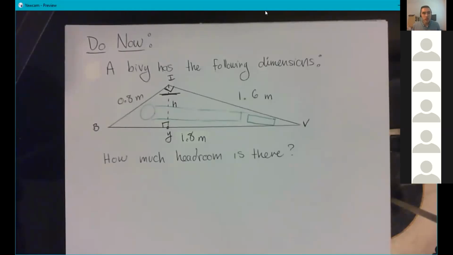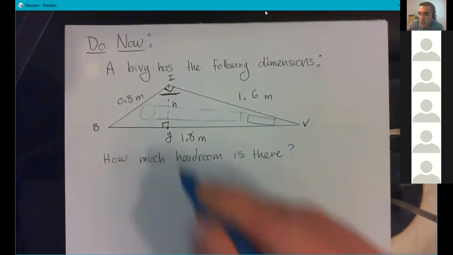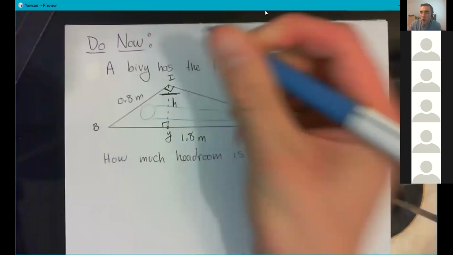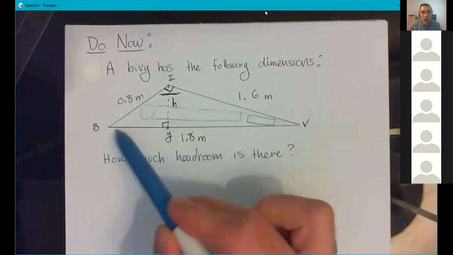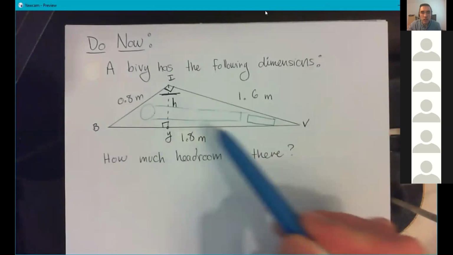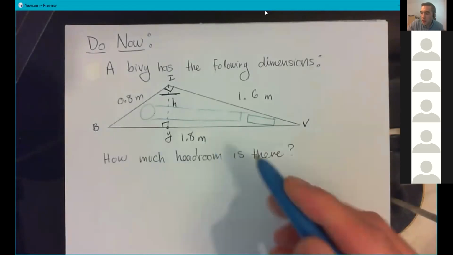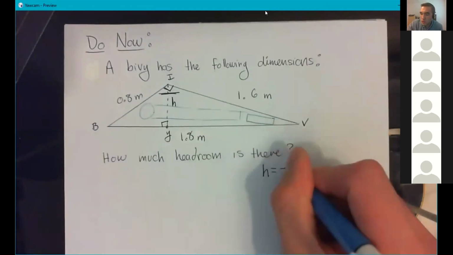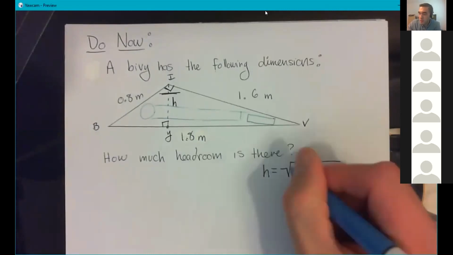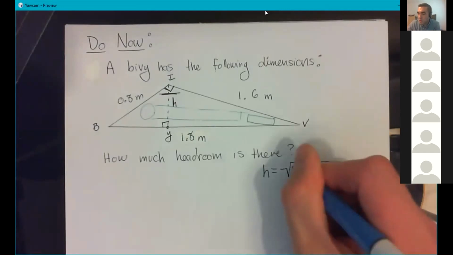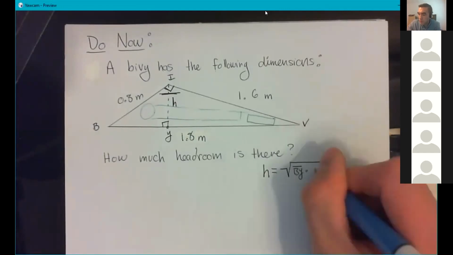Okay, are y'all ready to calculate the height of this bivy? Yeah, okay. So what we're solving for here is h. Now, h is going to be the geometric mean of BY and YV, right? That's what we learned yesterday. That the height h is going to be equal to the square root of BY multiplied by YV.